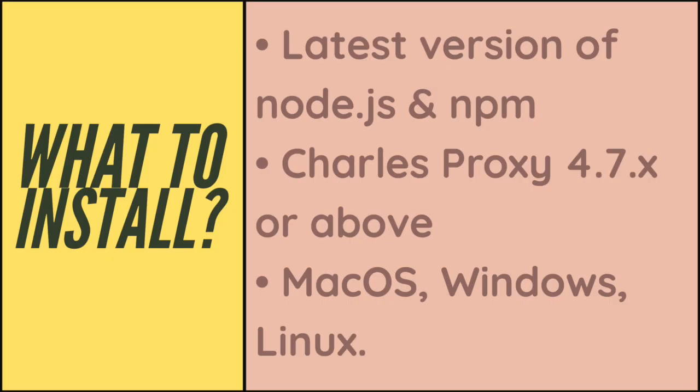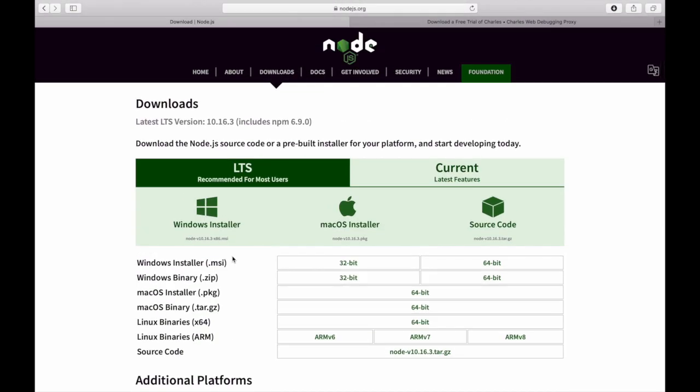All right, so first, you want to make sure you have the latest version of Node.js and npm installed. And don't worry too much about figuring out what that is. I'll walk you through that part in the next segment. Next, you want to ensure that you have Charles Proxy 4.5.1 or above. And then, of course, you want to make sure you have one of the three operating systems: Mac OS, Windows, or Linux.